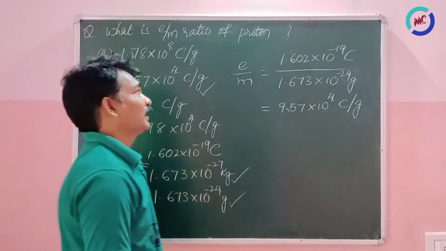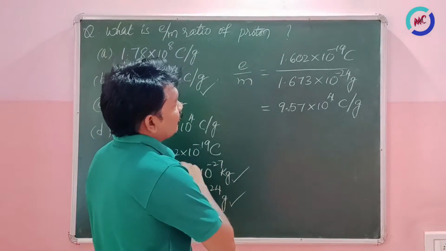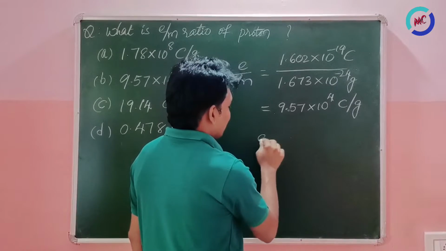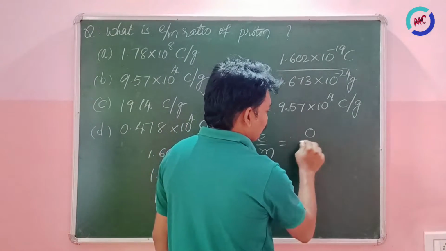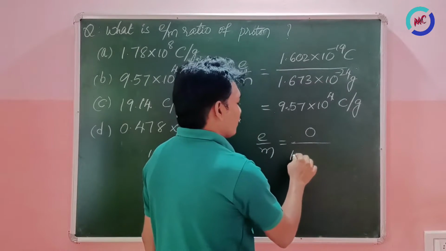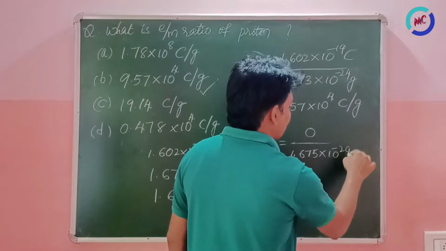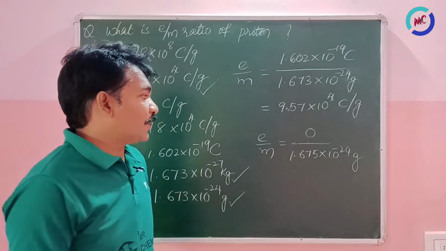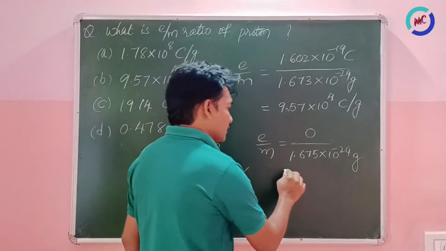Okay, hope you understood. And see here, if you consider the neutron, it has zero charge. In case of E by M, the charge of neutron is 0 and the mass of neutron is 1.675 into 10 to the power of minus 24 grams. See here, 0 by 1.675 into 10 to the power of minus 24 grams is equal to 0.